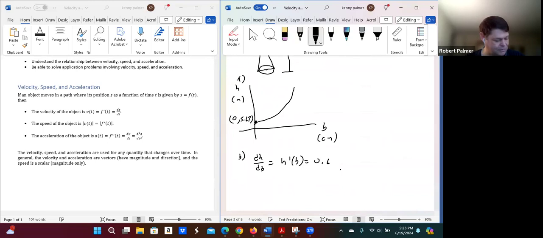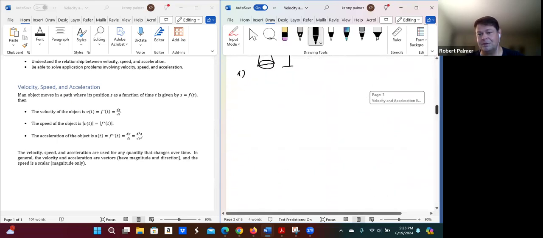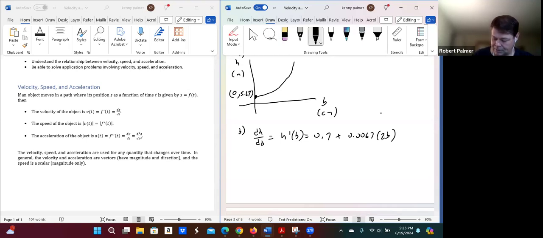So 0.7 plus the derivative of this part, so it's going to be 2 times 0.0067 times b. So the constant out front, 0.0067 times 2b. Okay, and then just multiply that out. And so this is going to be 0.7 plus 0.0134b. Okay, now this is dH dB.